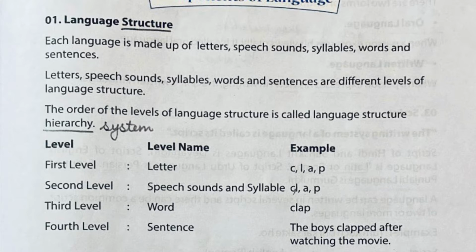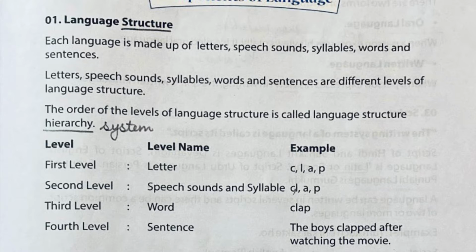Every language is made up of some specific letters. Letters, you can say, symbols or the letters like B, D, E, all the letters, which particularly represent a language. Speech sound, उसके बाद बेटा उन्हीं letters की sound आ जाती है. Like C sound is k, L sound is l, P sound is p.